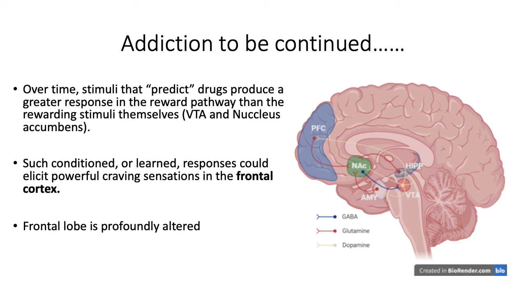And in effect, the chemistry of the frontal lobe is profoundly altered. Overall, there are fewer dopamine receptors in the nucleus accumbens and other parts of the brain than there normally are, just like we've seen in the brain scans earlier.